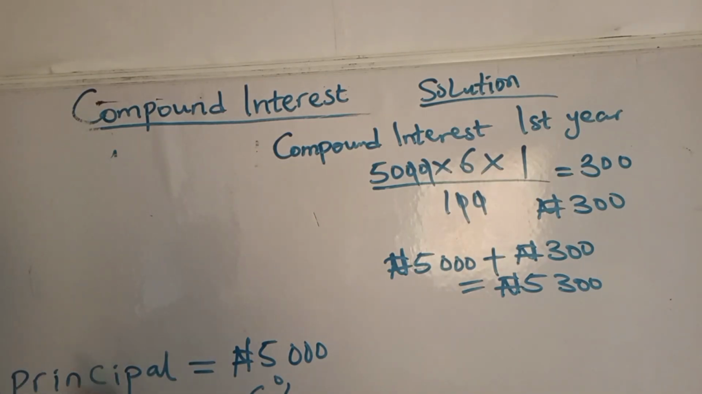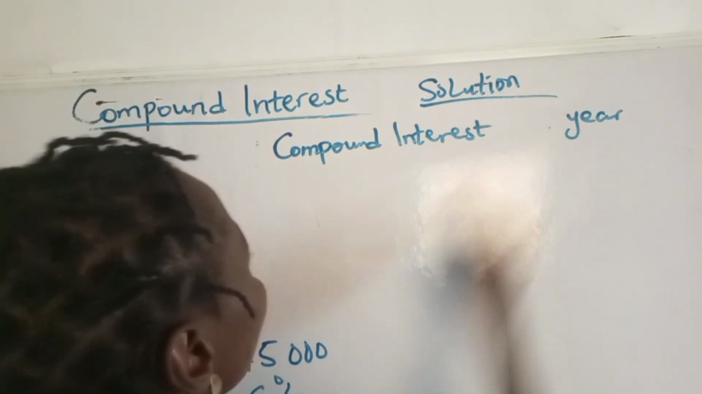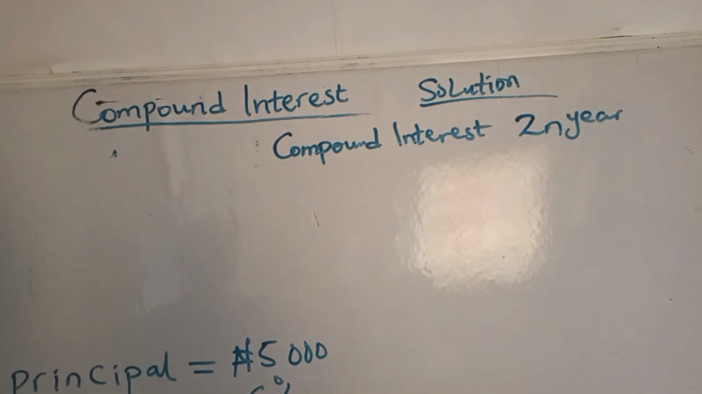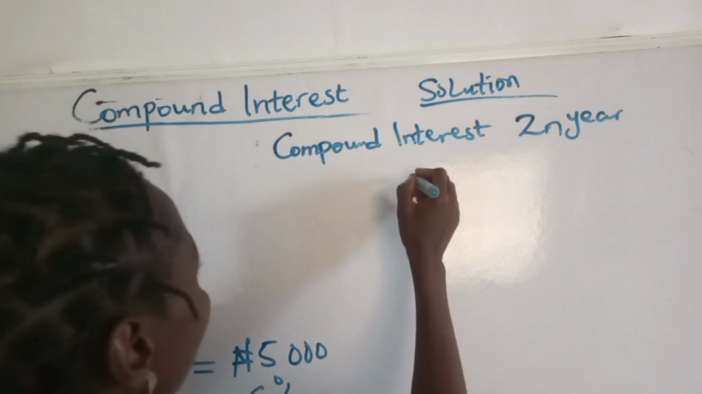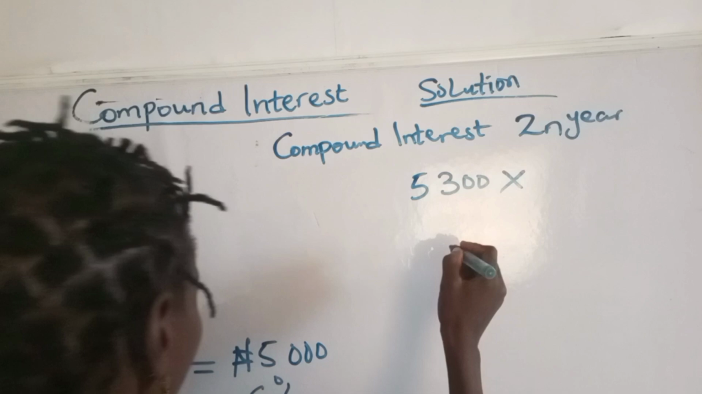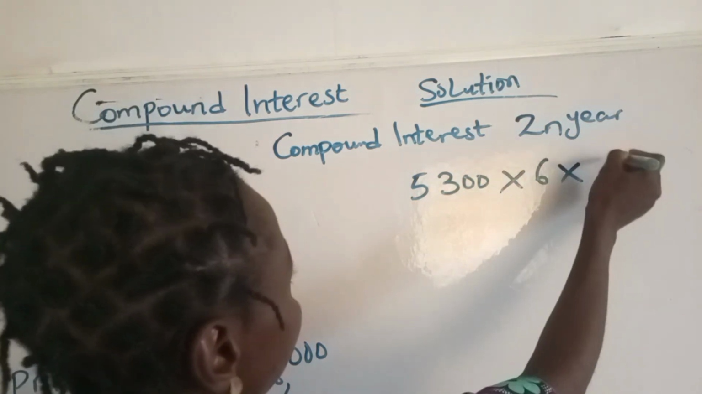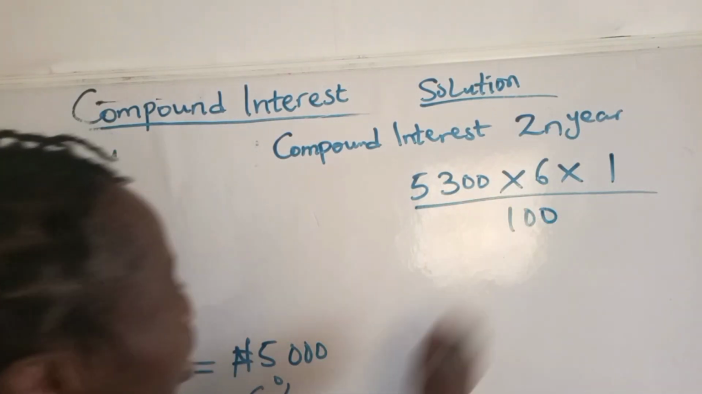Now, we want to calculate the compound interest for the second year. Remember, our principal now is not 5,000 again. For the second year, you are calculating 5,300 times rate, which is 6%, times 1. This is the second year now, all over 100.